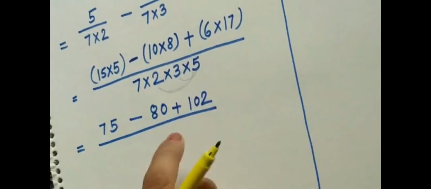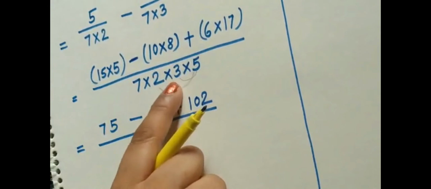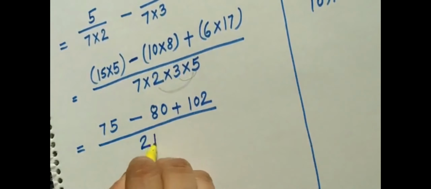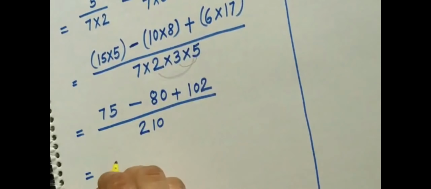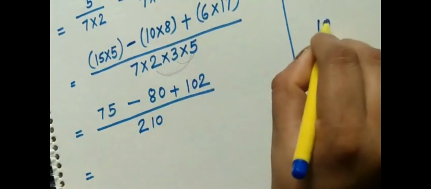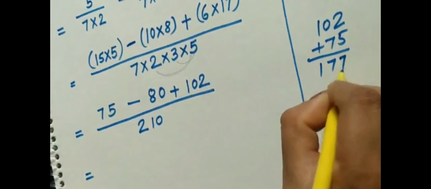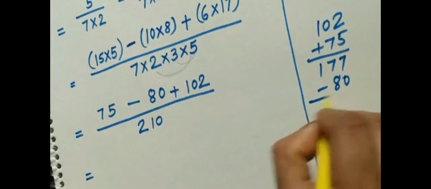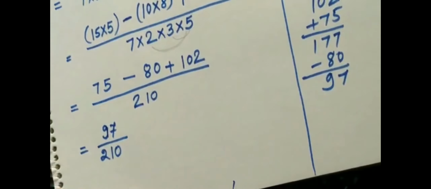And now we need to multiply all the denominator members. 7 cross 3, that is 21, and 2 cross 5, 10. So it will give us 210. Now we need to add the plus sign terms here. So let's check. 102 plus 75, it will give us 177. 177 minus 80, it will give us 97. So when we solve these numerator terms, we will get the answer 97 by 210.